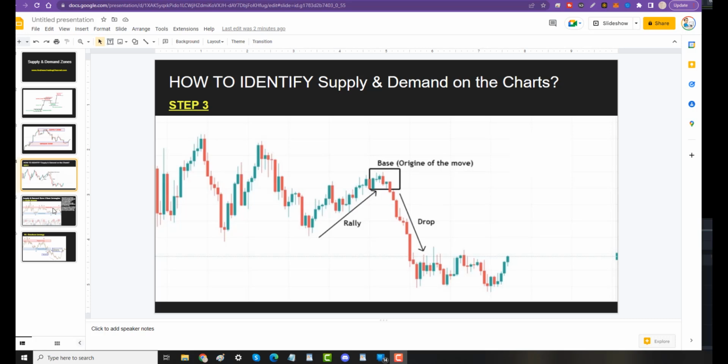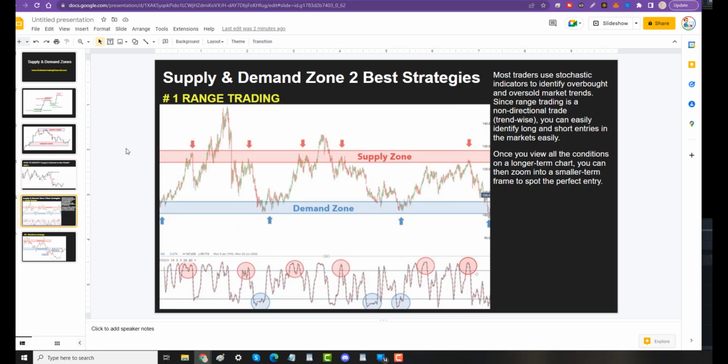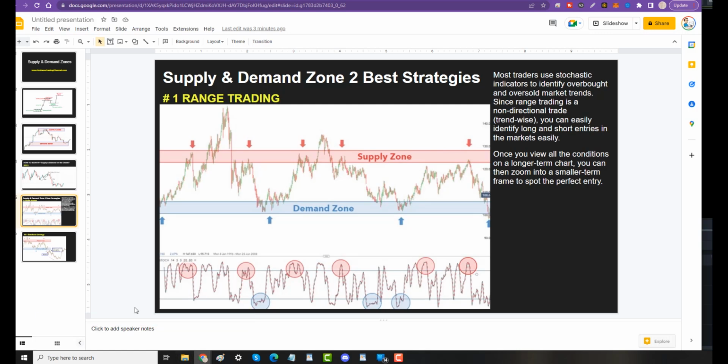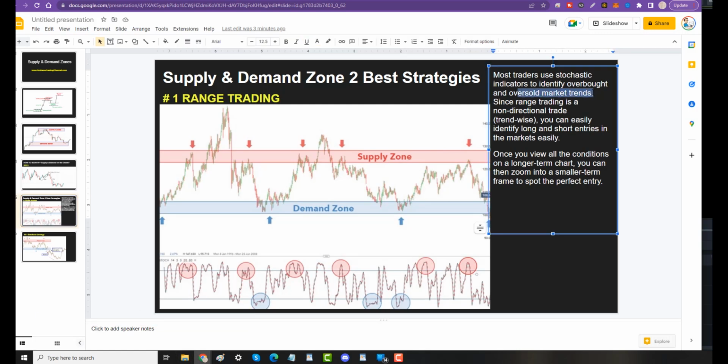Now that we have learned how to identify supply and demand zones on a chart, let's take a look at two of my favorite supply and demand zone trading strategies. The first one I really like is range trading. Most traders use stochastic indicators to identify overbought and oversold market trends, okay? Since range trading is a non-directional trade, you can easily identify long and short entries in a market. Once you view all the conditions on a long-term chart, you can then zoom into a smaller time frame to spot the perfect entries.